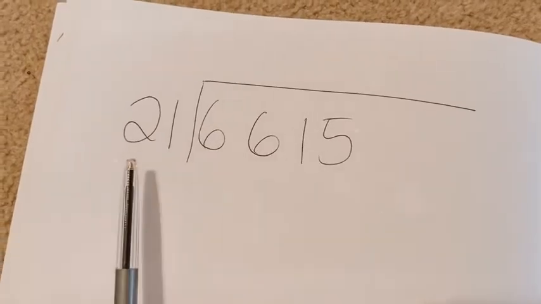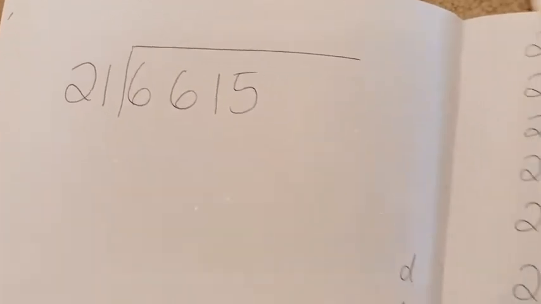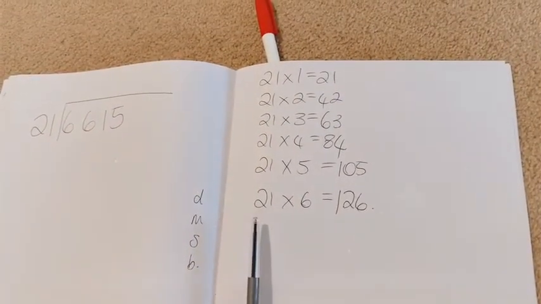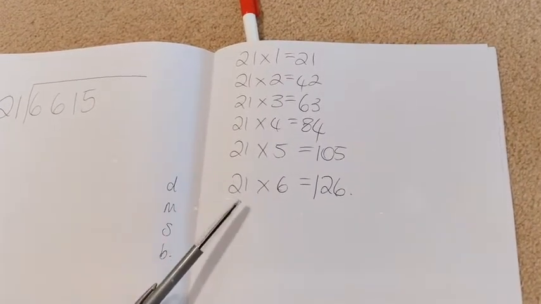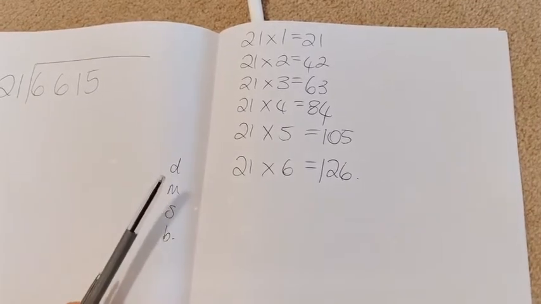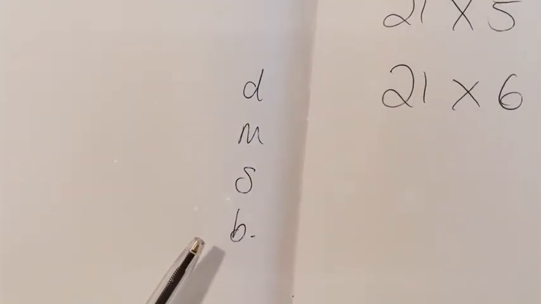6,615 divided by 21. Scrap piece of paper. Working out our 21 times table. I've already done it just up until number 6, but should I need to do more, I will come back and add more. I've put on my page, Daddy, Mommy, Sister, Brother. I'm all good to go.